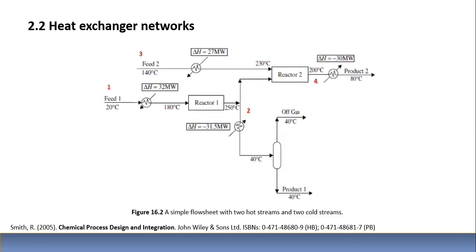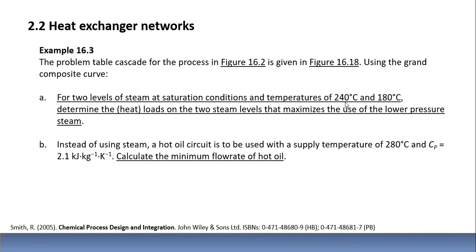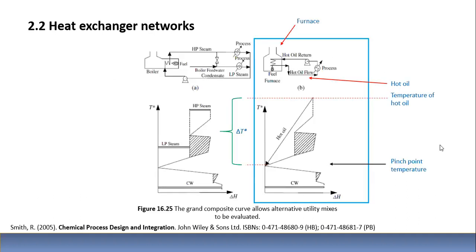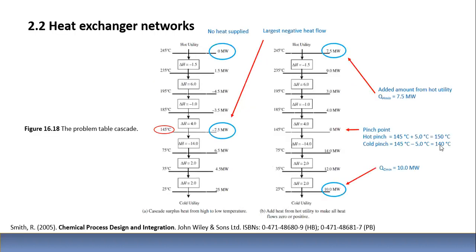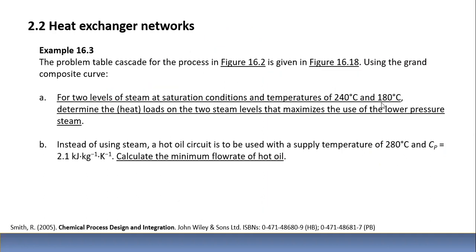Como en la primera parte tenemos que determinar la carga de calor para 240 y 180. Recuerde que este calor sobre el punto pinch está cayendo en cascada. Entonces, tenemos que tomar estas cantidades menos delta T mínimo dividido para 2. Entonces, en este proceso, recuerde que el delta T mínimo fue de 10 grados. Delta T mínimo dividido para 2 es 5. Sería 5 menos 240 y 5 menos 180. Estamos hablando de 175.